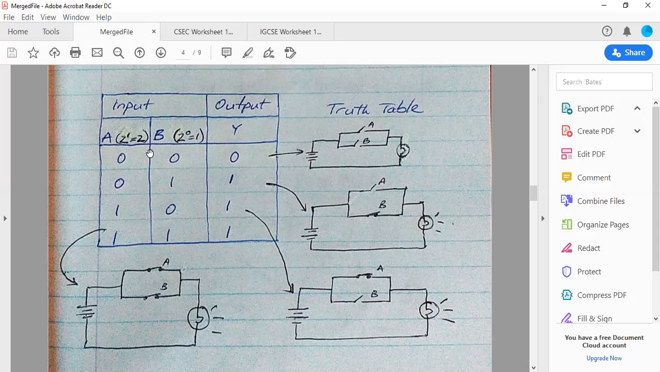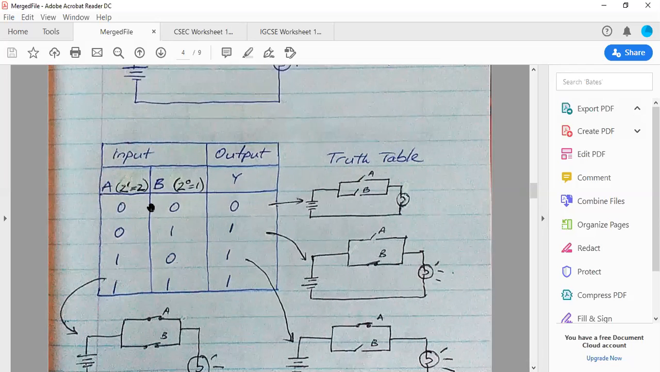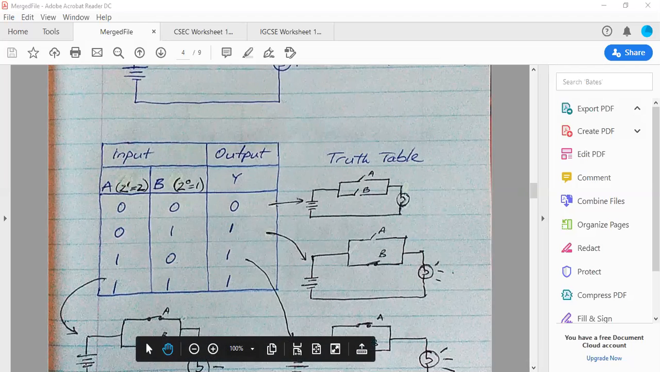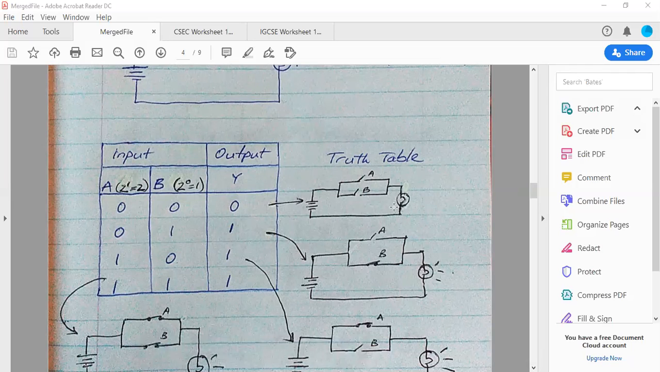So that's how we develop the truth table. Now we're dealing with the first condition. When A and B are 0, which means both A and B are open, what is going to be open? Current is going to flow through the circuit here, but switch A and switch B are open. So that means no current is going to flow through these two switches. So definitely the bulb is not going to light.